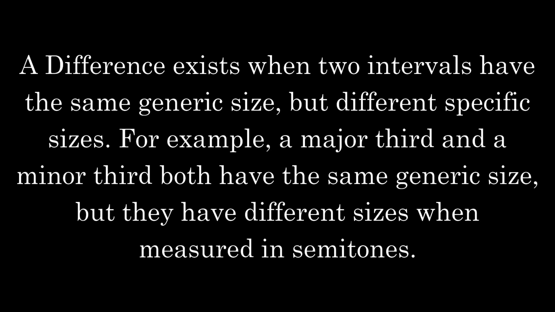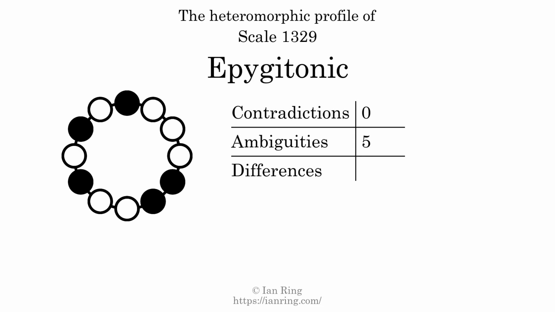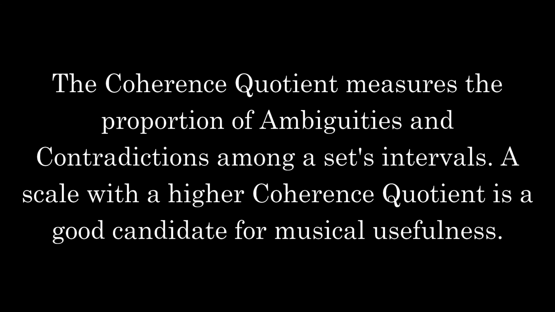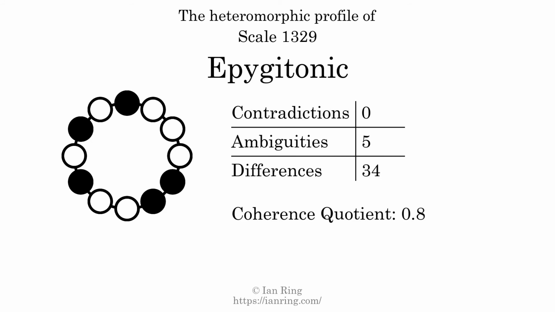A difference exists when 2 intervals have the same generic size, but different specific sizes. For example, a major third and a minor third both have the same generic size, but they have different sizes when measured in semitones. The number of differences in this scale is 34. The coherence quotient measures the proportion of ambiguities and contradictions among a set's intervals. A scale with a higher coherence quotient is a good candidate for musical usefulness. The coherence quotient is 0.8.